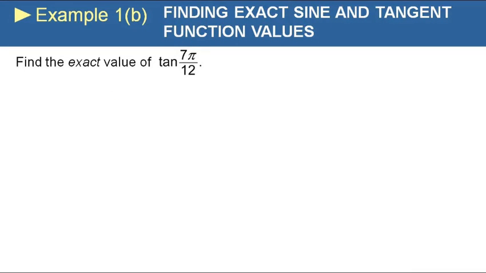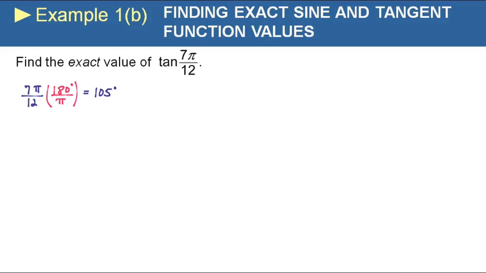Okay, we've got here, find the exact value of tangent 7 pi over 12. Well, I think the first thing I would do is convert my 7 pi over 12 into degrees. So 7 pi over 12 is equal to 105 degrees. And the reason I wanted to do that is so I could more easily think of two angles that could add together and make 105.